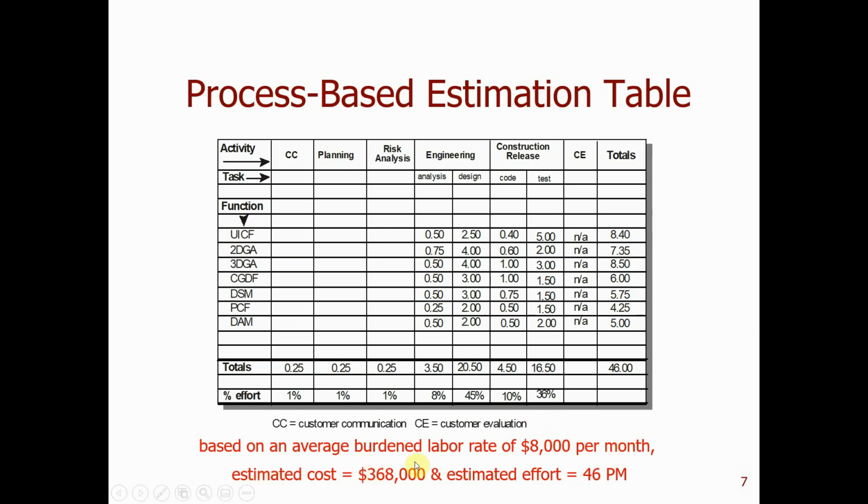So for the estimated cost, you have 46 person months, and for 1 month you pay 8,000, so 46 times 8,000 will be 368,000. This is the estimated cost of this project.